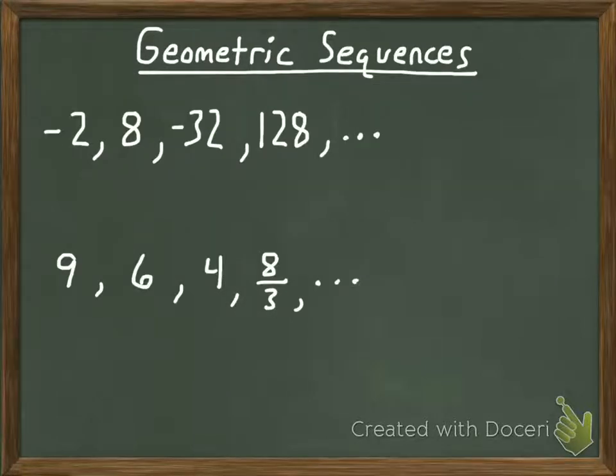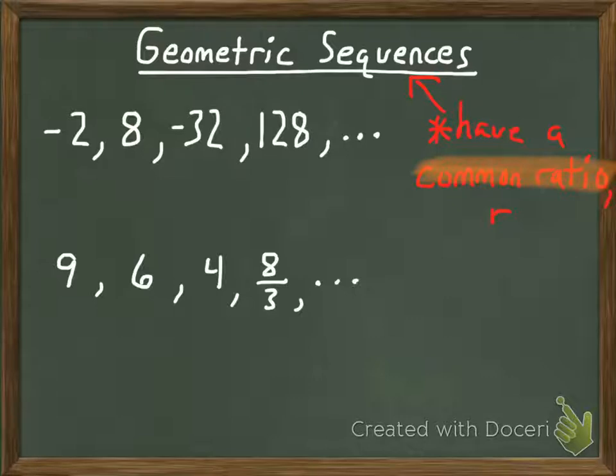Okay, now with arithmetic sequences, you learned that those are sequences where there's a common difference between terms. And that involves addition or subtraction, right? You always added the same thing or subtracted the same thing if you had an arithmetic sequence. Now, geometric sequences have what's called a common ratio. And just like we use a lowercase d to represent a common difference for arithmetic sequences, we're going to use the letter r to represent the common ratio in a geometric sequence.